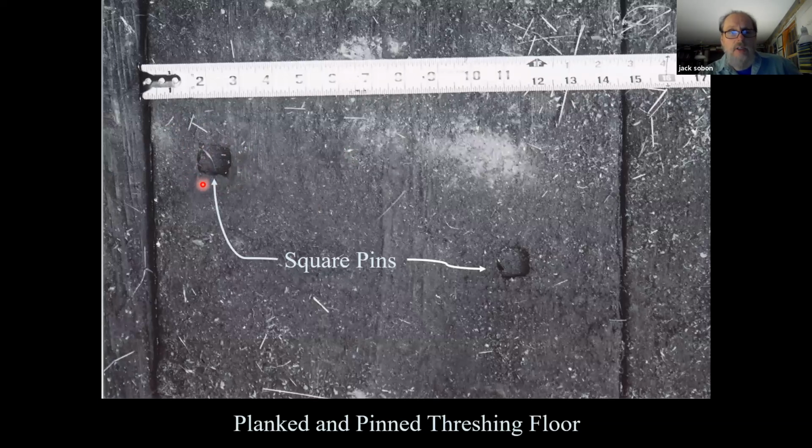Instead of making an octagon when you're making your pins, you would make them square and drill a round hole and drive a square pin in there, and the head would be slightly flared so it would draw the plank down and hold it securely.